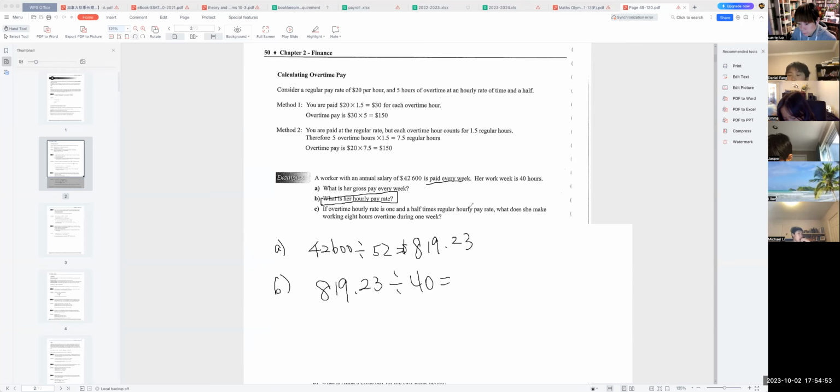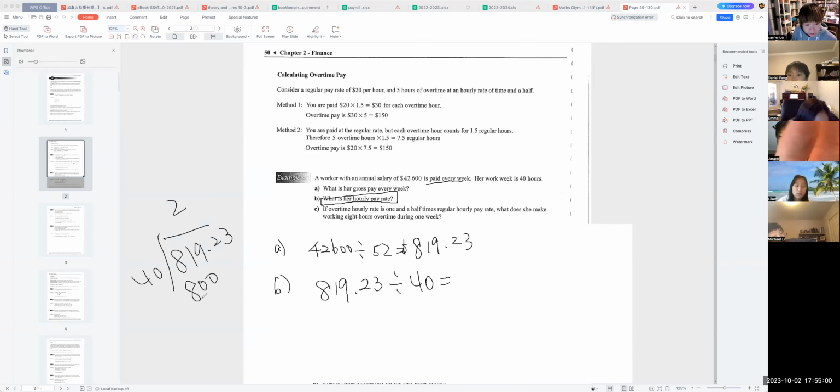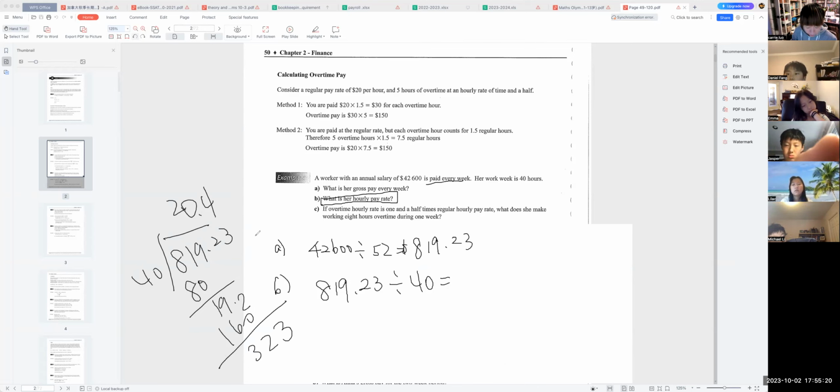So 819.23 divided by 40 equals 20. So 80, sorry, 80 and 19. So 0.192. 192. 160. So 32. So 8. So it's $20.48. Correct, everybody? So that is the regular rate.